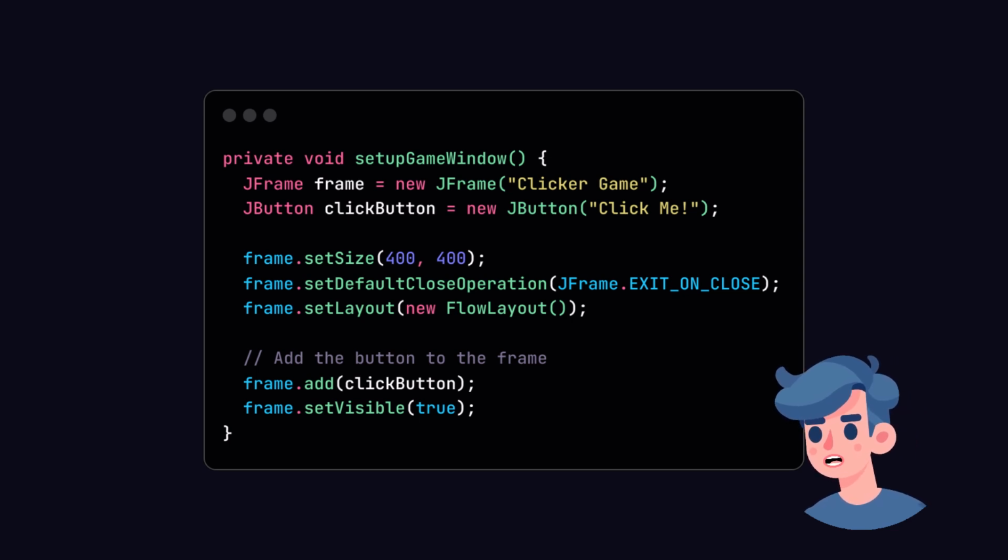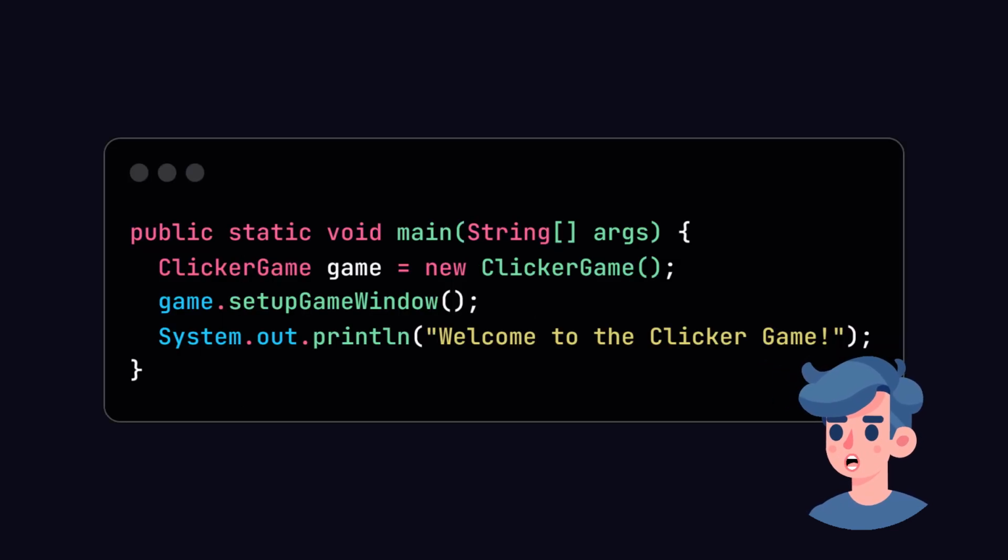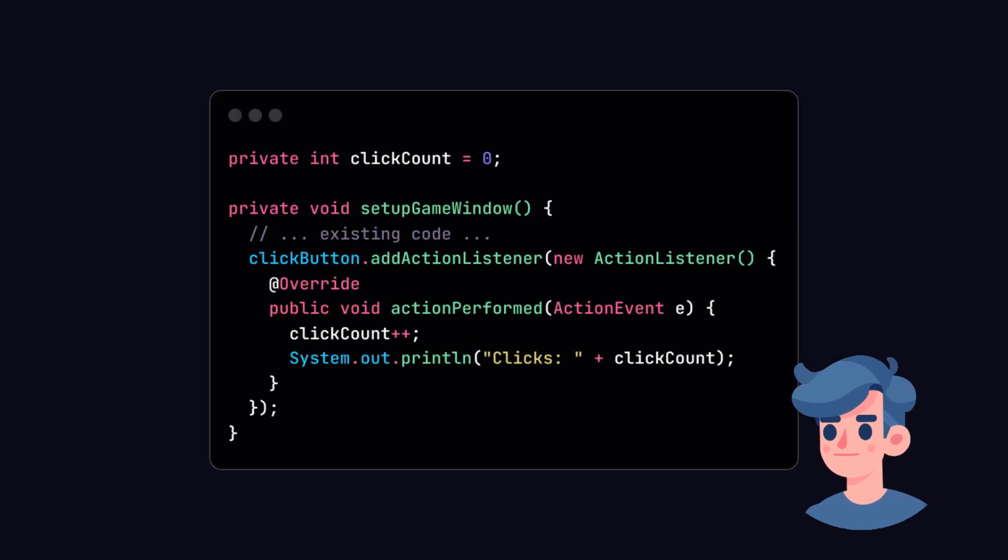Let's create a method to set up our game window. Now, let's call that method from our main method to display the game window. Great! Our basic GUI is now set up. If you run your program, you should see a window with a clickable button.